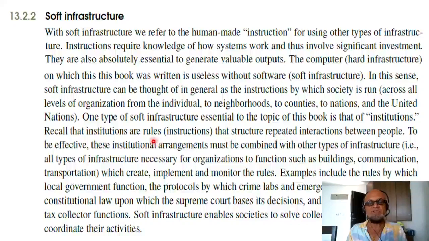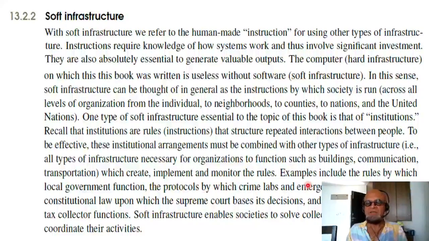Recall that institutions are rules, so instructions that structure repeated interactions between people. So we had action arena, action situation, actors, and repeated interactions for which rules are needed. Norms are also there implicitly. To be effective, these institutional arrangements must be combined with other types of infrastructure, such as all types of infrastructures necessary for organizations to function, such as buildings, communication, transportation, etc., which create, implement, and monitor the rules.